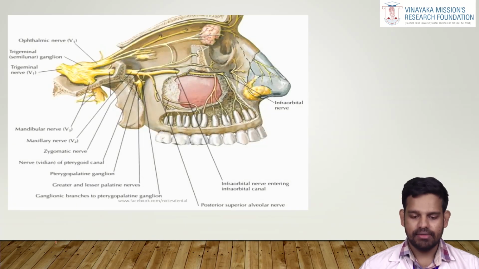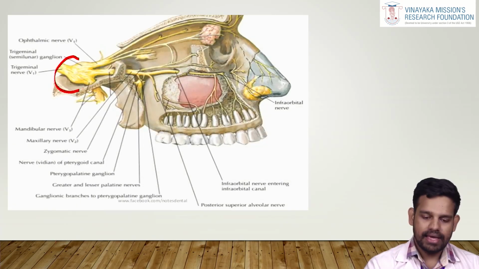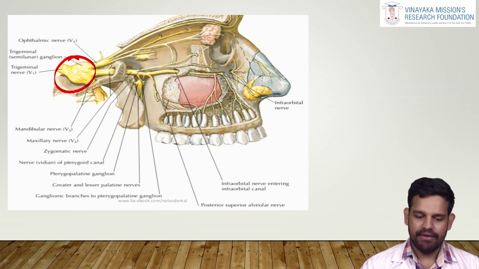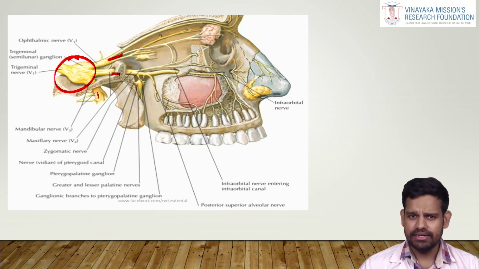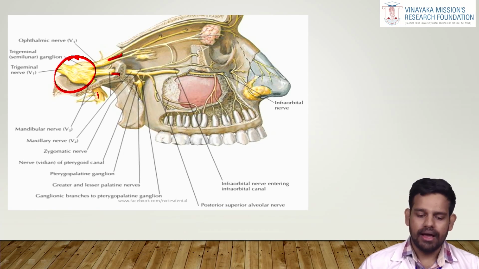So this diagrammatic representation shows you the trigeminal ganglion which is situated in the Meckel's cave, from which the three main branches are the ophthalmic, maxillary and mandibular nerve. So today we are going to see about the maxillary nerve and its injection technique. The maxillary nerve comes out through the foramen rotundum and the mandibular nerve comes out through the foramen ovale.